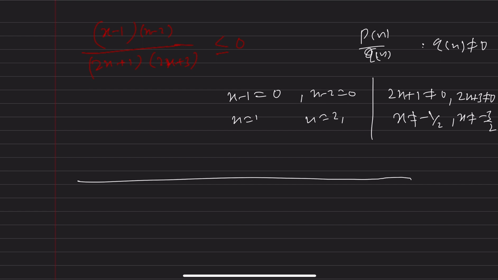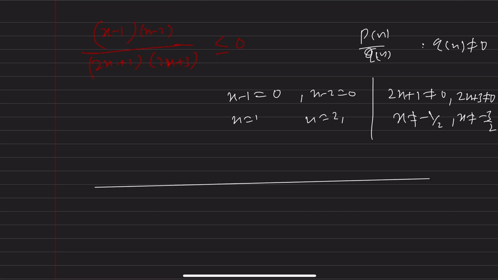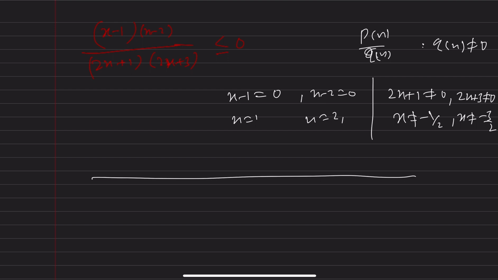So we have this number line. Now I will put all the points, so the minimum is negative 3 by 2, right? So here negative 3 by 2, negative 1 by 2, 1 and 2.